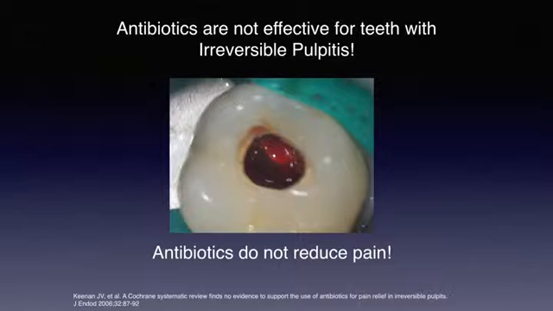There's no indication for antibiotics when there is a vital pulp. Remember, teeth with the diagnosis of irreversible pulpitis are not infected, but rather inflamed due to bacterial infiltration. Because there's not an infection, antibiotics are going to be useless in these cases. Many practitioners will say, well, I prescribe them because they help reduce pain. There are numerous studies that refute this thought and demonstrate antibiotics do not decrease pain. Analgesics should be utilized for pain management.